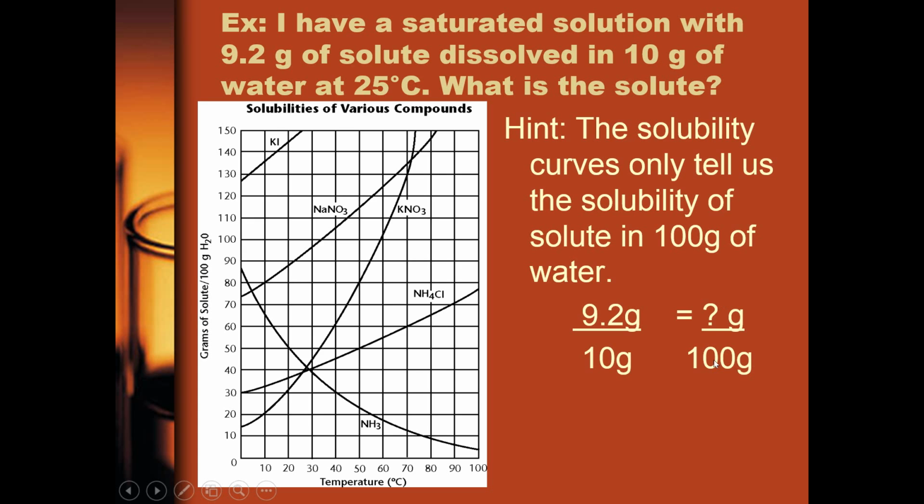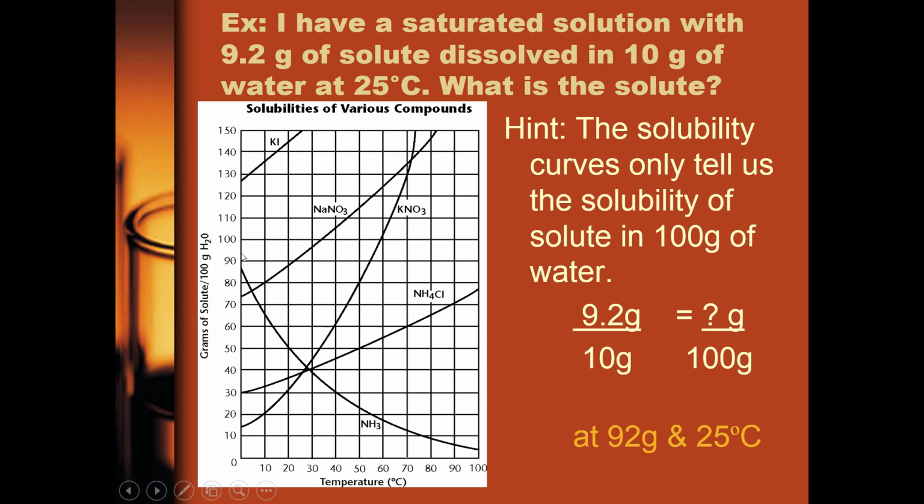This is just a proportion, and you can actually eyeball it a little bit because we can see that 10 times 10 is 100, so 9.2 times 10 is 92 grams. So our amount of solute that can dissolve per 100 grams of water is 92 grams. 92 grams is going to be the Y value on our graph here. So 92 is right about here.